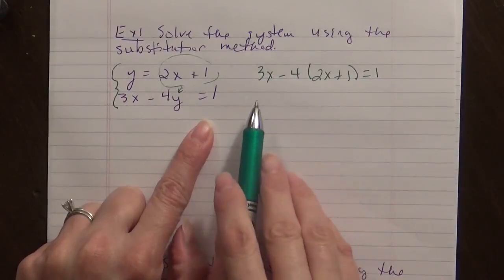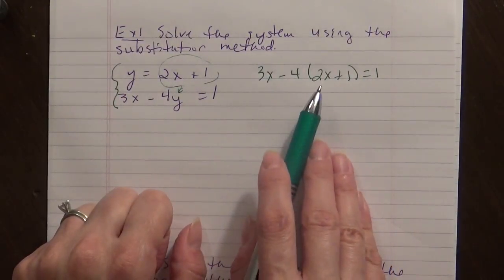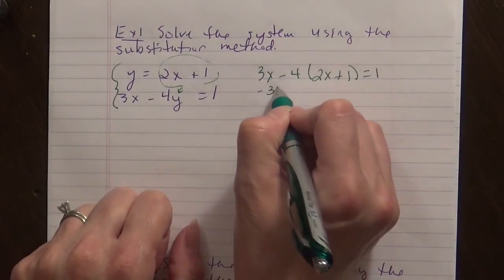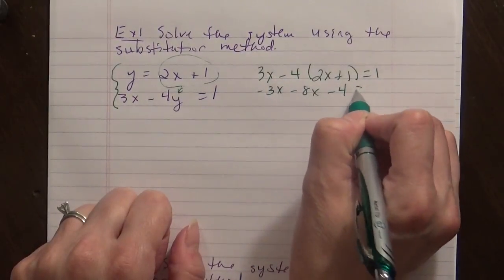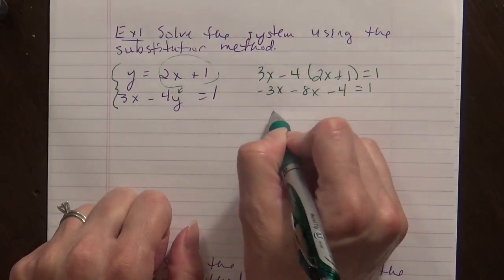So you'll notice we now have all x's. There are no y's that need to be solved for, so we can solve this for x. We'll distribute our negative 4, so we have 3x minus 8x minus 4 equals 1. And then combining like terms, I get negative 11x.